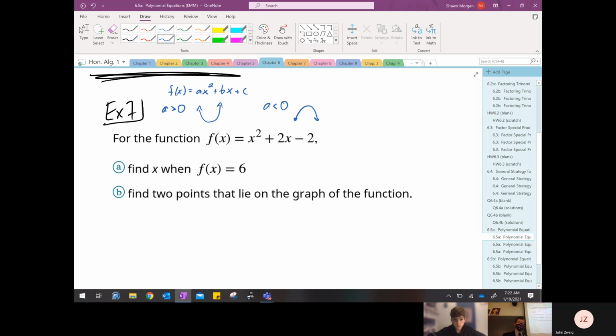Real quickly, about a parabola, you can determine its concavity just by looking at the leading coefficient. Now, for example 7, what is the leading coefficient? The number in front of the term of highest degree on this one is 1. It's an implied 1. That's what we call our quadratic coefficient. So the leading coefficient is the number in front of the x squared term, and if we don't see a number there, it's implied to be 1.